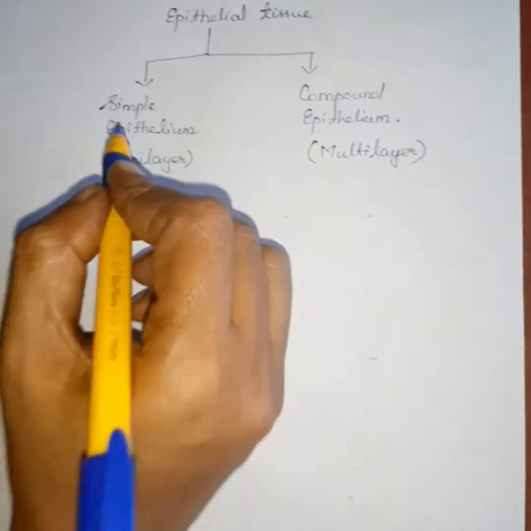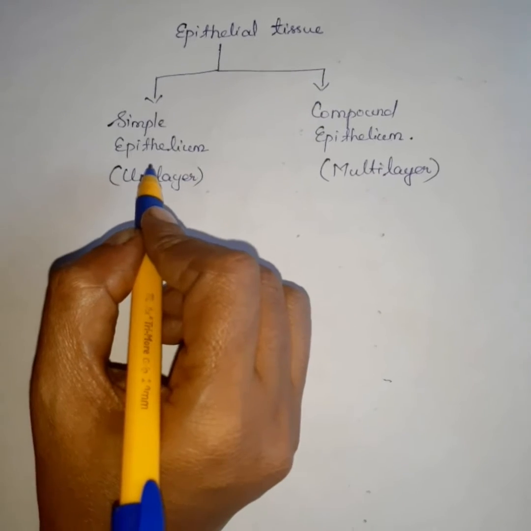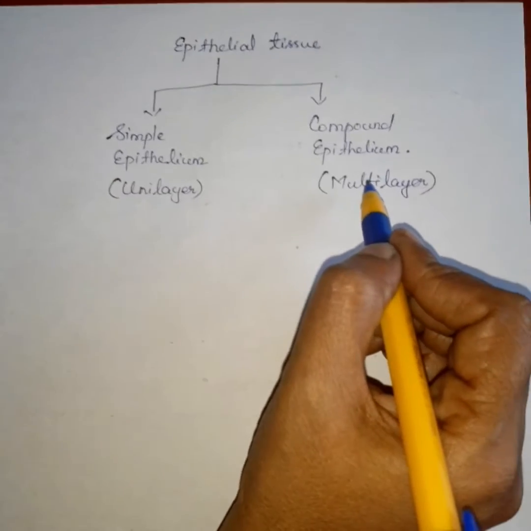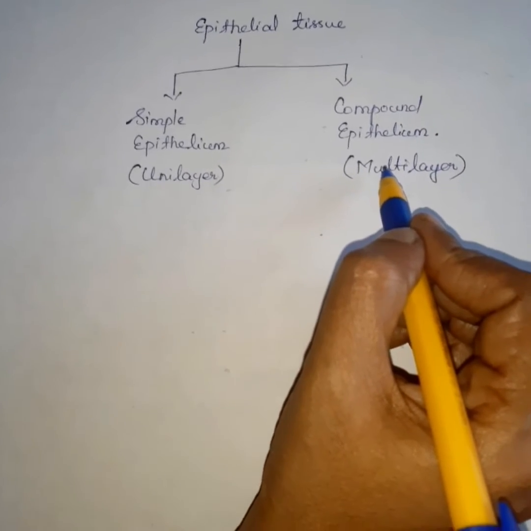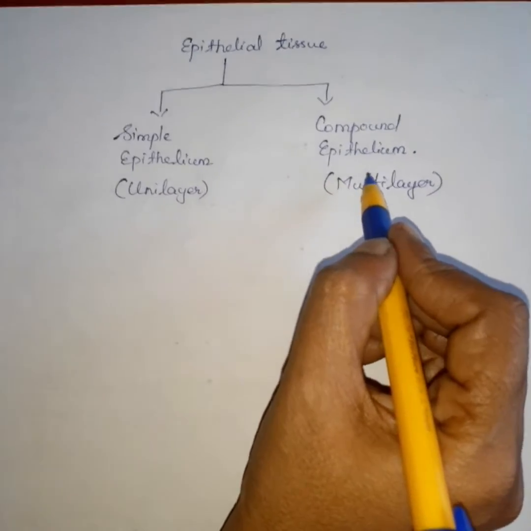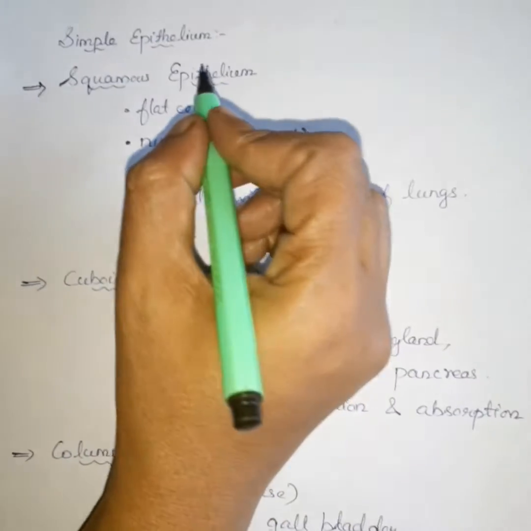Here, the simple epithelium: the cells are resting on the basement membrane. In the compound epithelium, the cells of the deepest layer rest on the basement membrane. It is composed of several layers of cells. Let us learn about the types of epithelial tissue.